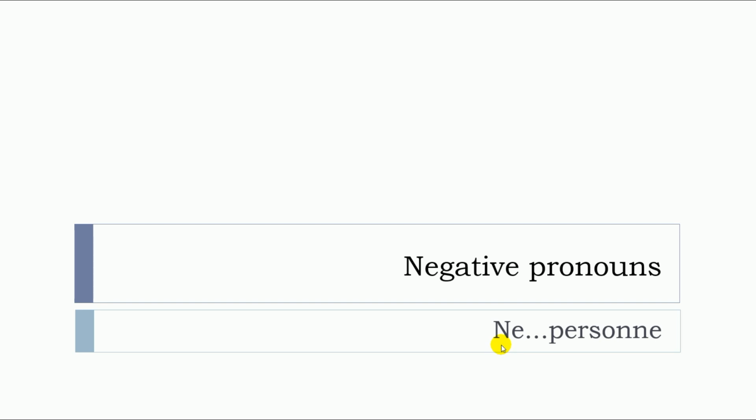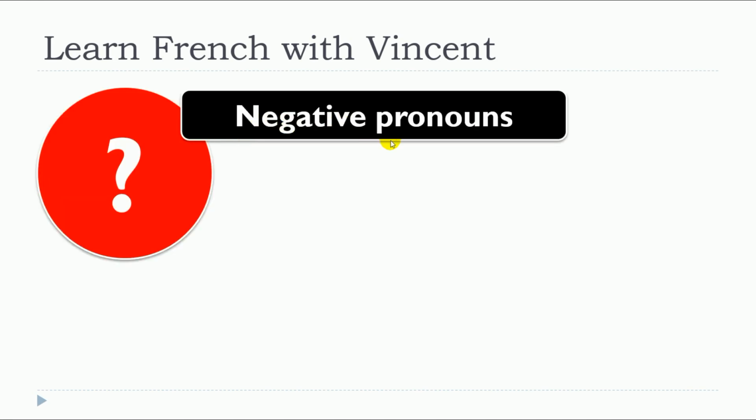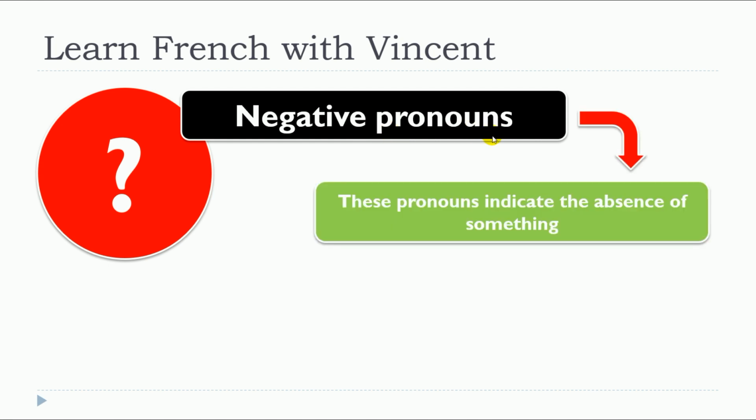In this lesson, we will see together the negative pronouns, but more precisely, we will see ne, personne. So the first thing that we need to define is the negative pronouns. So these pronouns indicate the absence of something.